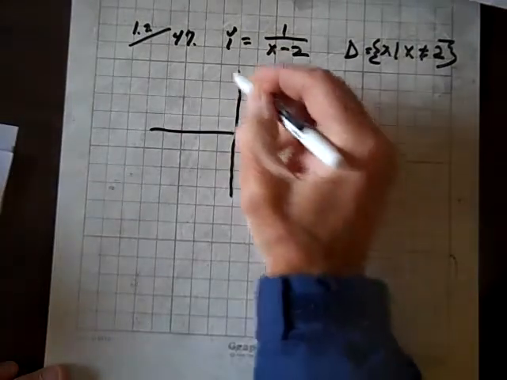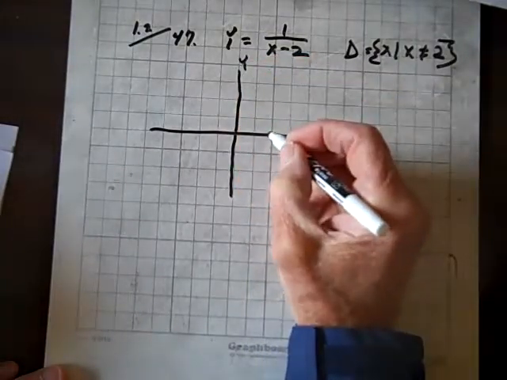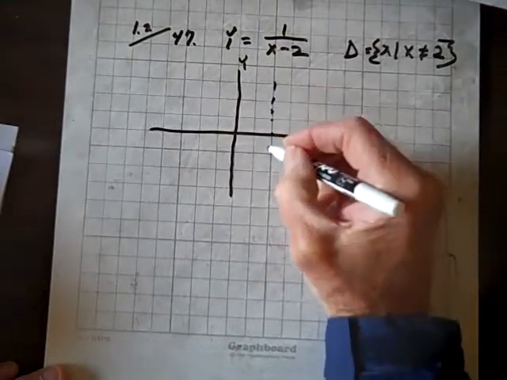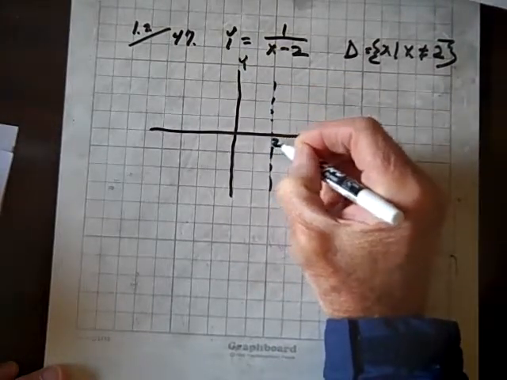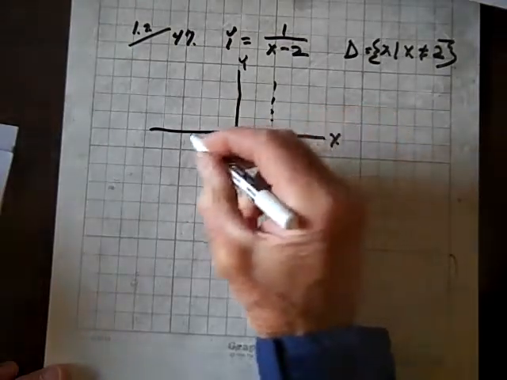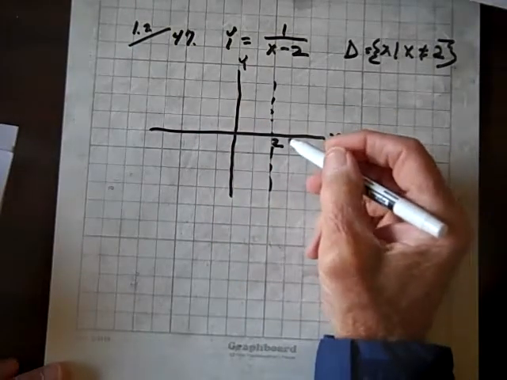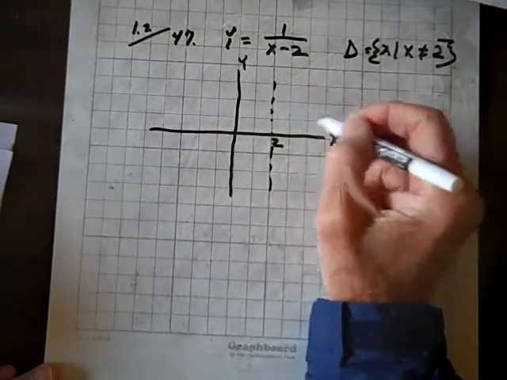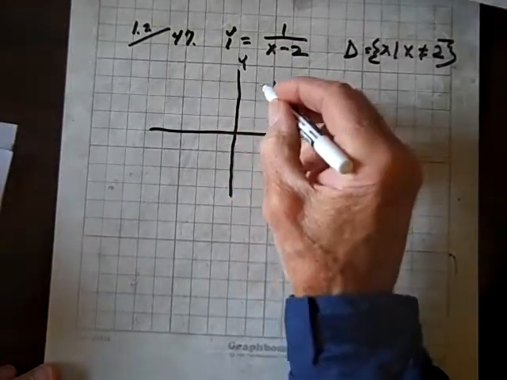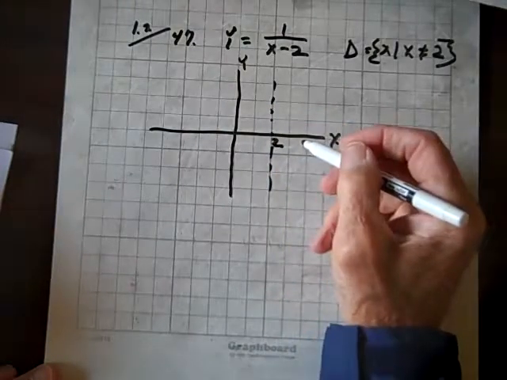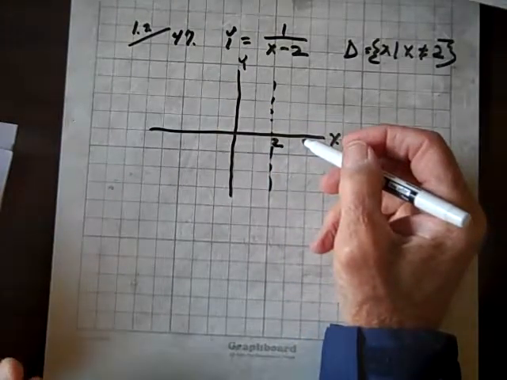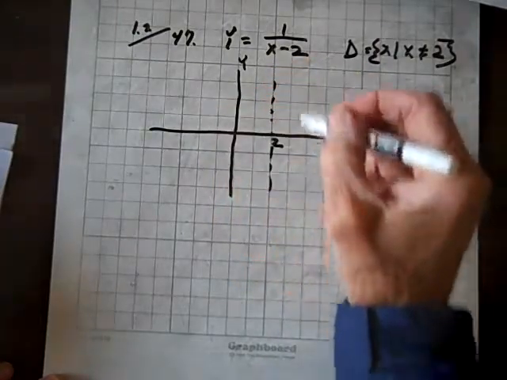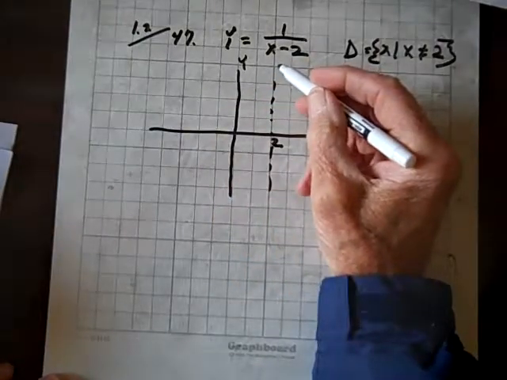And we've got an x and a y, and let's see, vertical asymptote at 2, okay. Got that little job done, 2 right there. And horizontal asymptote at 0, we've got that. Now we know that the form of this graph is going to be a hyperbola. And the easy way to determine which form it is, this way or that way, is to find the y-intercept.